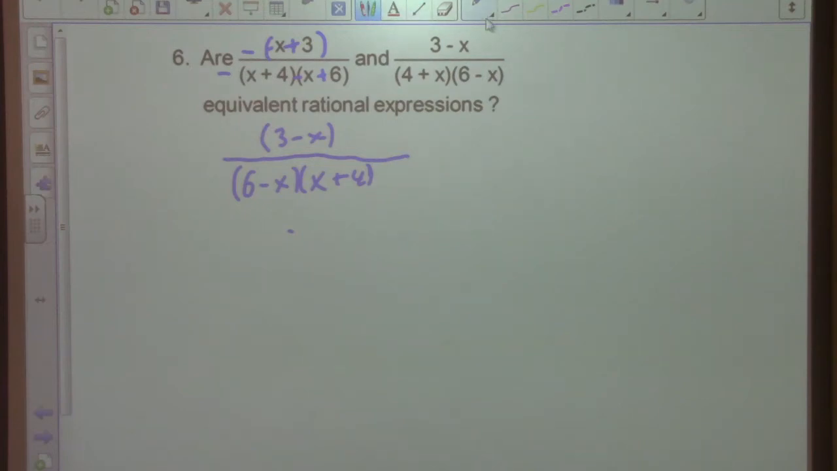So that's a good strategy. That's the algebraic strategy. Is there another strategy you can do to check that out? Calculator. Yeah, you can check for equivalency on the calculator. Then you'll see if the graphs are the same and so forth, right? So any questions on this one? Okay, no? All right.